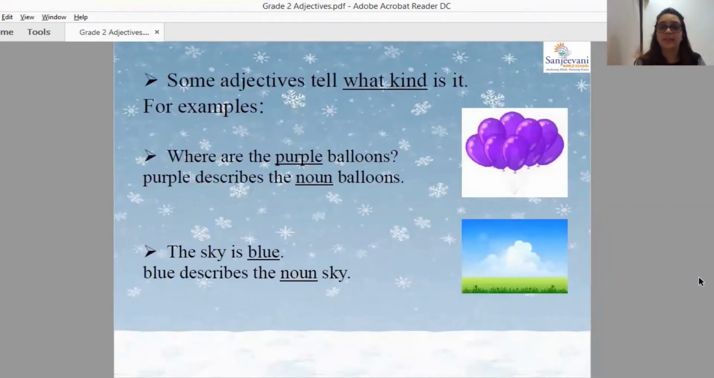Now, sometimes it tells us more about the noun. It tells the color of the noun. As I showed you, pink color book, pink color box. Similarly, let's see what are the examples given. Where are the purple balloons? So there it is telling about the balloon. The color of the balloon is purple. It is telling more about the balloons.